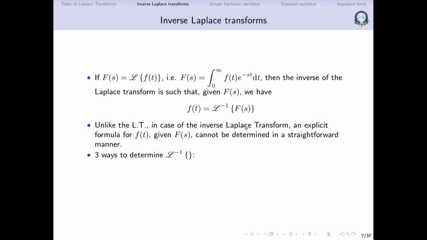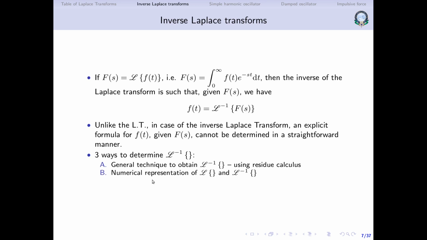So there are mainly three ways by which we can find the inverse Laplace transform. The first is a general technique that involves residue calculus, so we need to use complex variable theory to find the general formula. Another is a numerical representation of both the Laplace transform as well as its inverse. And lastly, the easiest way, which is what we will be following, is using a table of transforms.